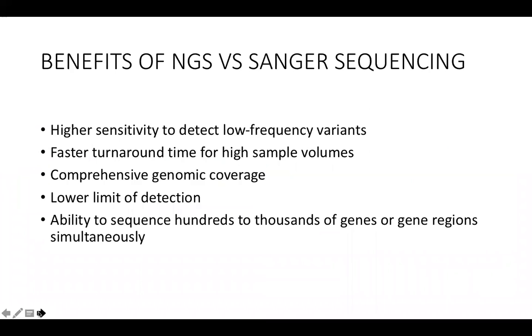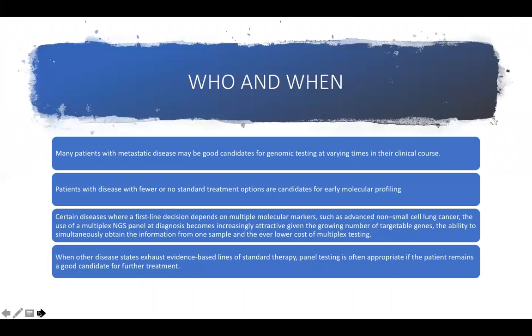So what are the benefits of NGS versus Sanger sequencing? NGS has a higher sensitivity to detect low frequency variants, faster turnaround time for high sample volumes, comprehensive genomic coverage, lower limit of detection, and the ability to sequence hundreds to thousands of genes or gene regions simultaneously.